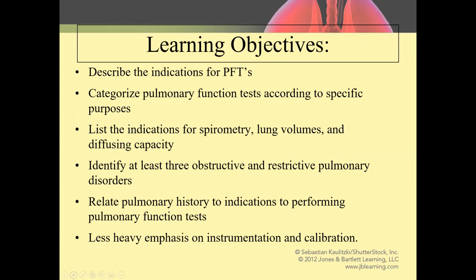Following the first objective, the second one is getting a little more specific: list the indications for spirometry, lung volumes, and diffusing capacities. Then, identify at least 3 obstructive and 3 restrictive pulmonary disorders.